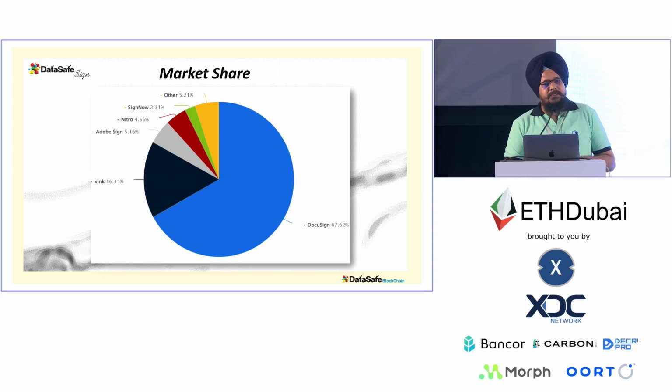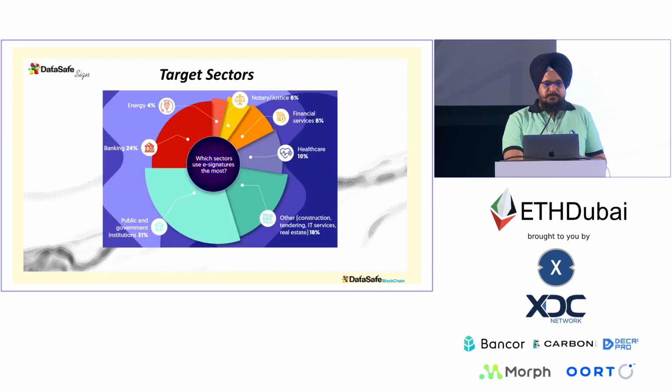Currently, DocuSign is holding a major share in this market, and there are other platforms like AdobeSign and Jing, and we are trying to make our place here. So the target sectors: energy, banking, notary justices, financial services. Right now, we have introduced this platform in financial services in private lending. Around 16 companies are participating in beta, and we have tested it with around 6,000 contracts.